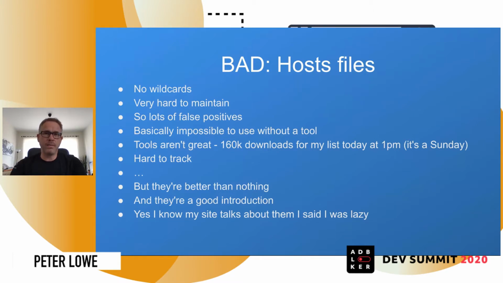Yeah, so the bad thing about host files is that there's no wildcards. That's basically it. If you want to block add.uk.doubleclick.net and add2.uk.doubleclick.net, you have to have a separate entry for each one. This makes it very hard to maintain, and as a result, you get a lot of false positives. People end up with host files which are hundreds of thousands of entries long, and finding out when one of those is now serving legitimate content is almost impossible.